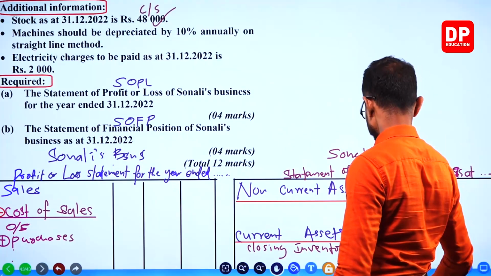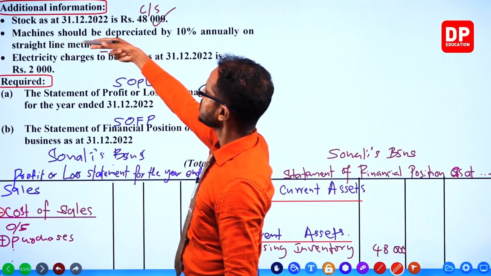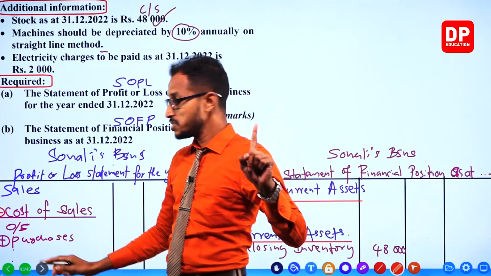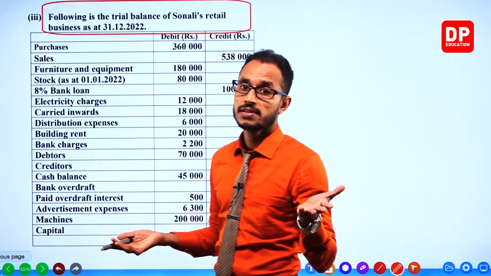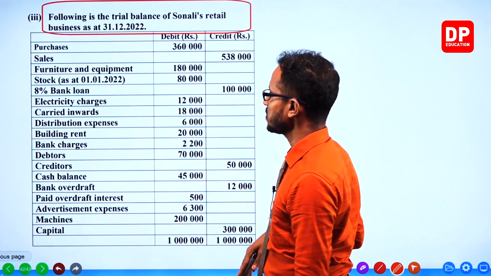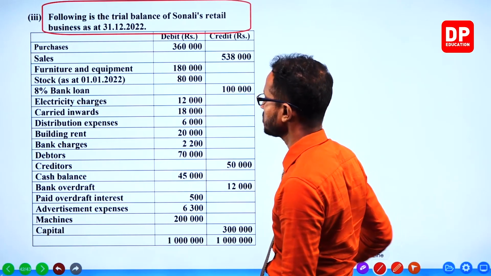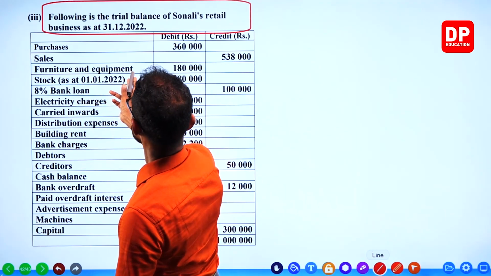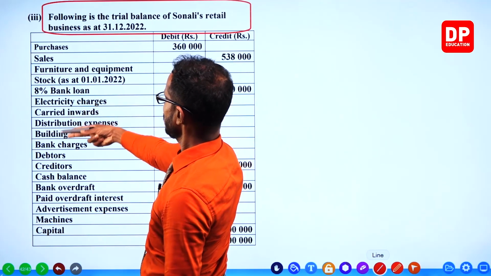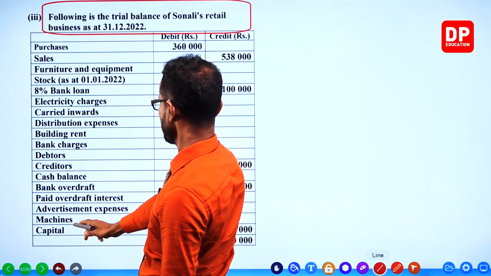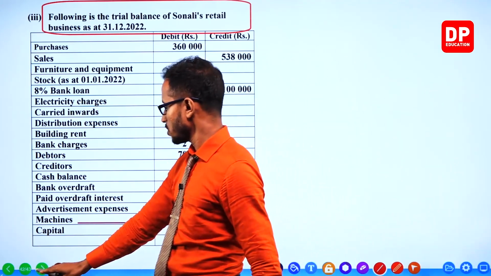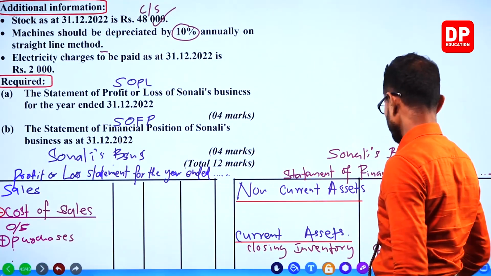Second, machines should be depreciated by 10% annually on straight line method. Can you see that? Machines are non-current assets. Non-current assets depreciate during the year, and that's an expense. How much is the cost of machine? We have furniture and equipment, no machines right here. 200,000. Take 200,000, that is the cost, and do the calculation right there.